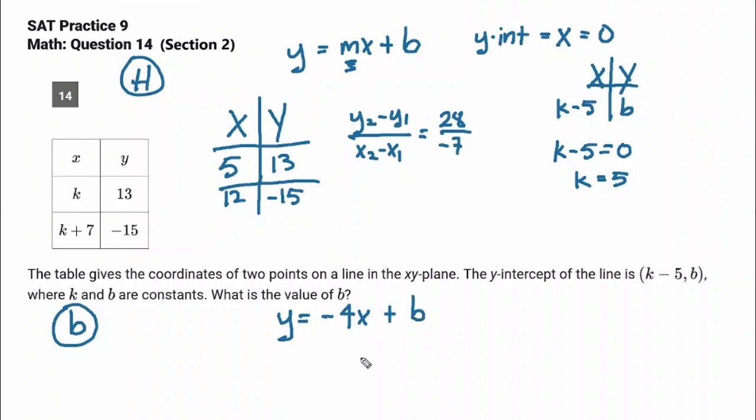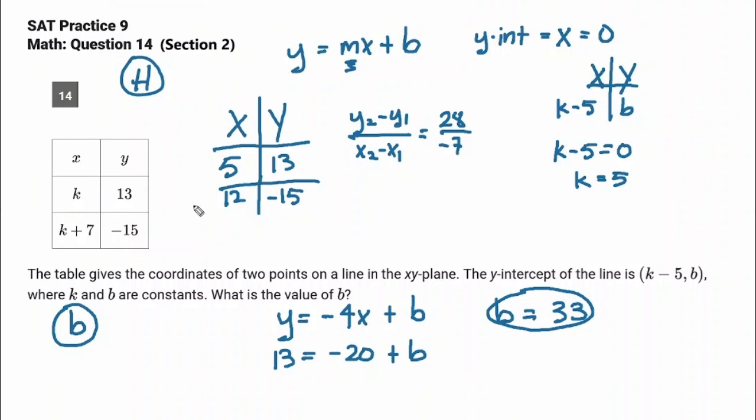I'm golden. What do I do now? I got 2 points, so I can plug one in. Should I use the easier one or the harder one? Let's use the easier one. Y, 13, equals negative 4 times x, negative 4 times 5, negative 20, plus b. All right, that's easy enough. I'm going to move the negative 20 over across the equal sign. It's going to change signs. And I'm going to get b equals 13 plus 20, which is 33. And guys, that's what b is, and that's the answer.